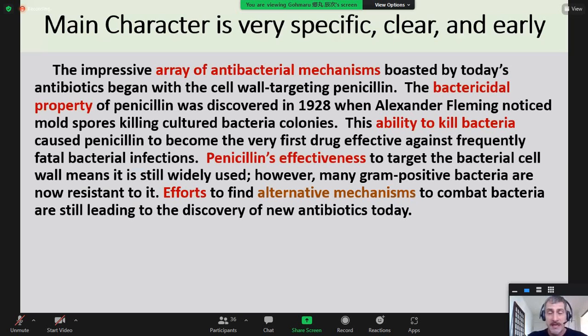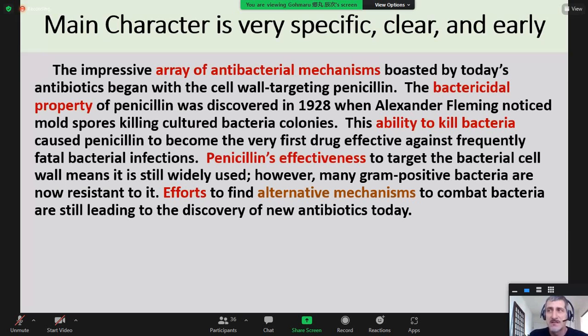The impressive array of antibacterial mechanisms boasted by today's antibiotics began with the cell wall targeting penicillin. The bactericidal means to kill bacteria, adjective form. The bactericidal property of penicillin was discovered in 1928 when Alexander Fleming noticed mold spores killing cultured bacterial colonies. This ability to kill bacteria caused penicillin to become the very first drug effective against frequently fatal bacterial infections.